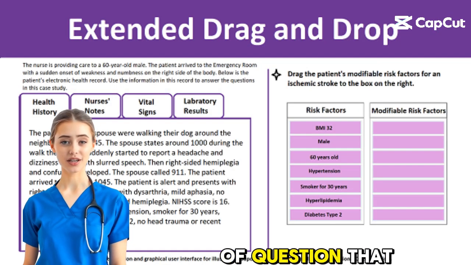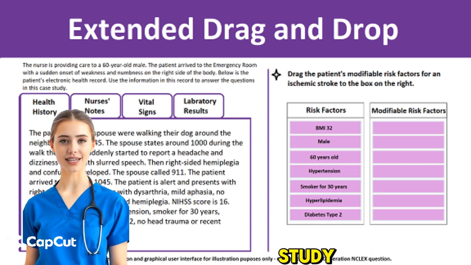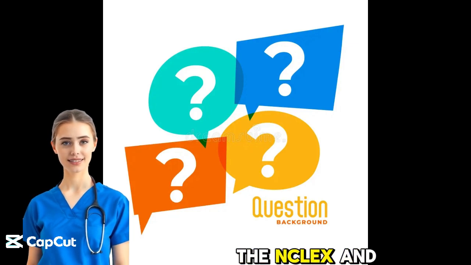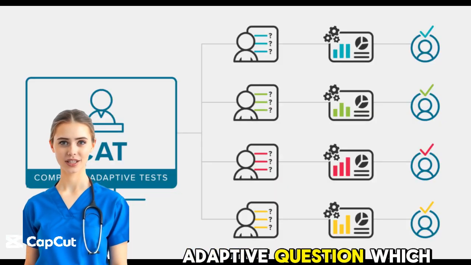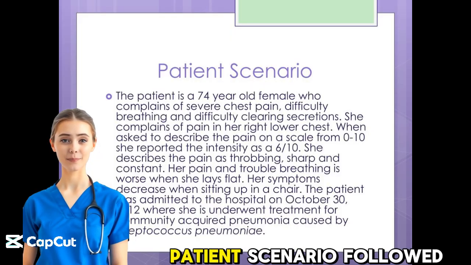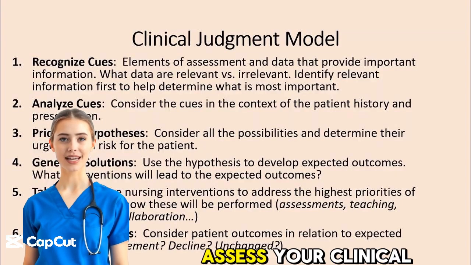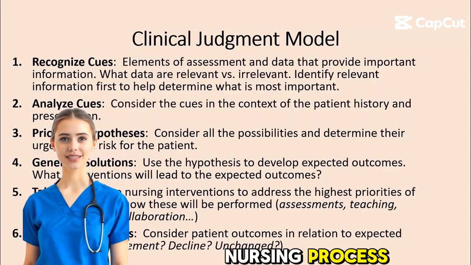The last type of question that you might see on the NCLEX is called a next-gen case study. This is a brand new style of question that was just recently added to the NCLEX, and it's kind of a beast. It's a computer adaptive question, which means that it can adjust based on your initial answer. You'll see a patient scenario followed by several parts. All of these are designed to assess your clinical judgment, your decision-making, and your ability to apply the nursing process.